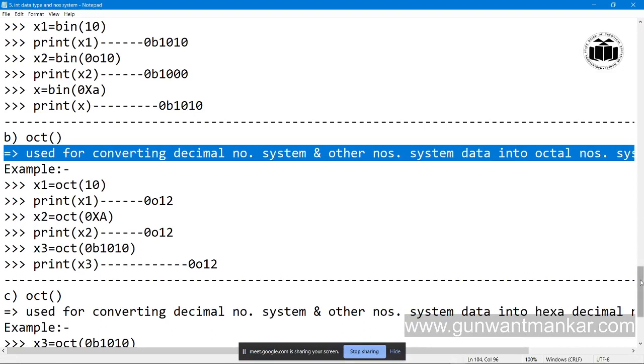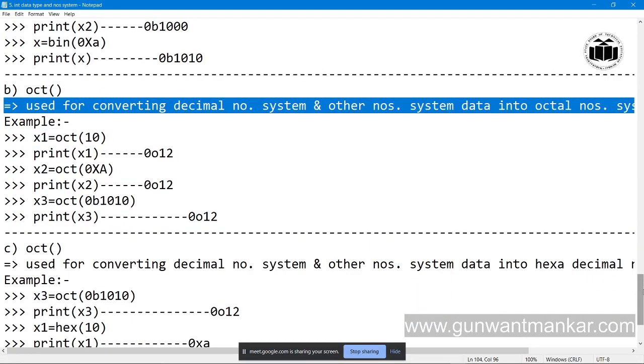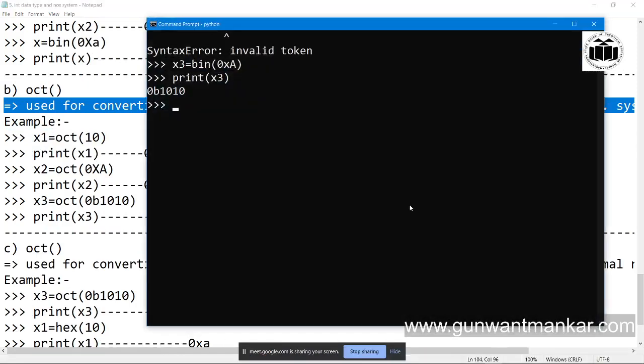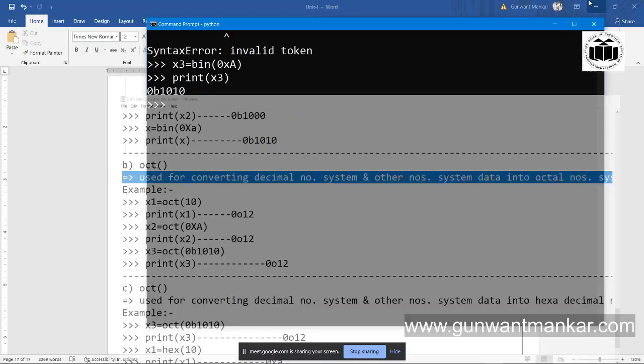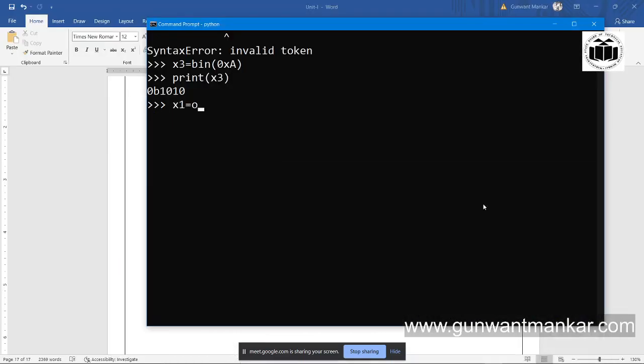Convert the data. Now we can take the variable x1 is equal to oct. I want to convert 10 to the octal number system. So it may be 12, right? Print it here. By default it is the decimal number system. So now the 10 is decimal that gets converted into octal. What is the prefix for octal? 0o. That means it is an octal number.